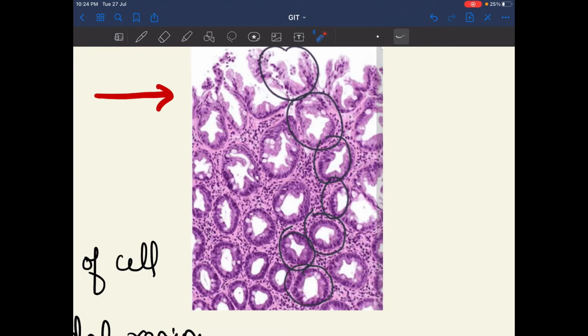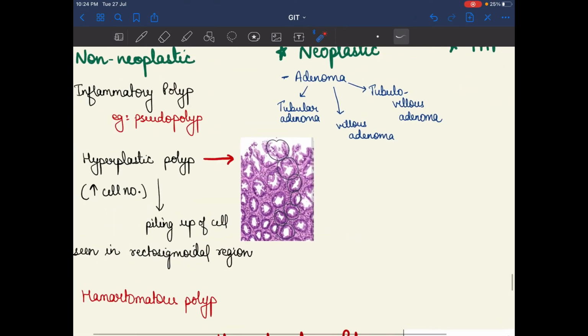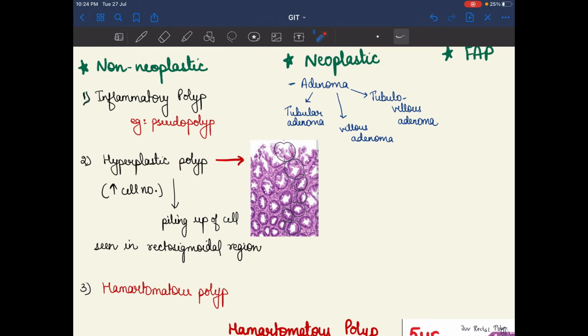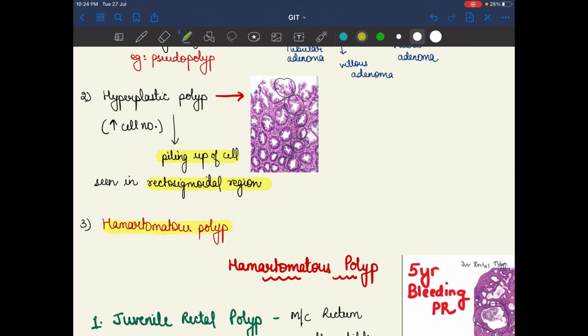As we see here, there is a hyperplastic polyp. In this there is piling up of cells, as we see the rows are increasing. This piling up of cells is seen in the rectosigmoid region. So the hyperplastic polyp is seen in the rectosigmoid region. The non-neoplastic polyps are the inflammatory polyp, the hyperplastic polyp, and the third one is the hamartomatous polyp.